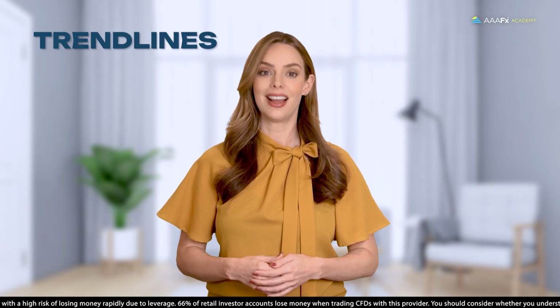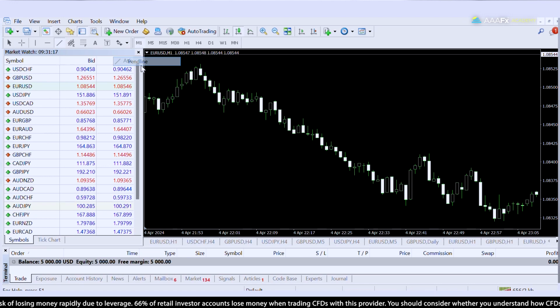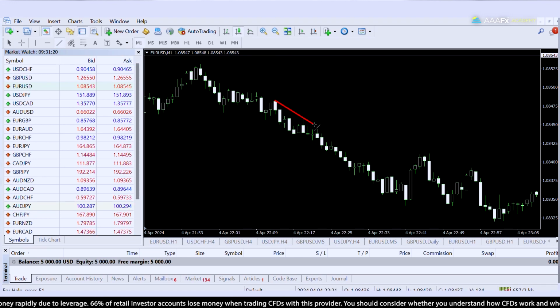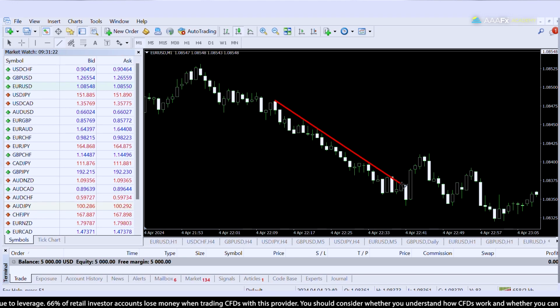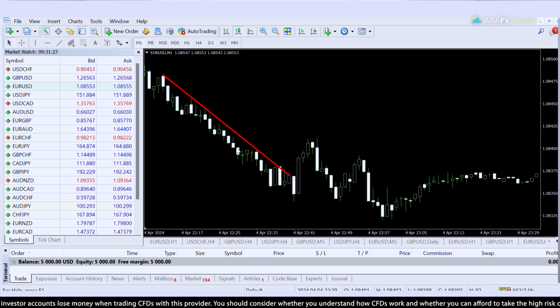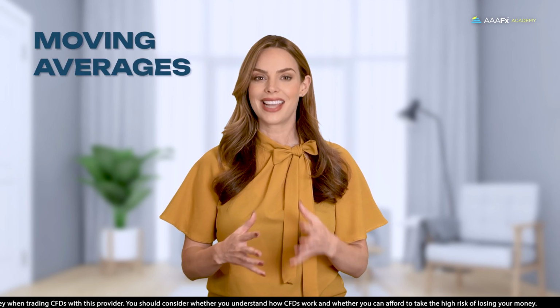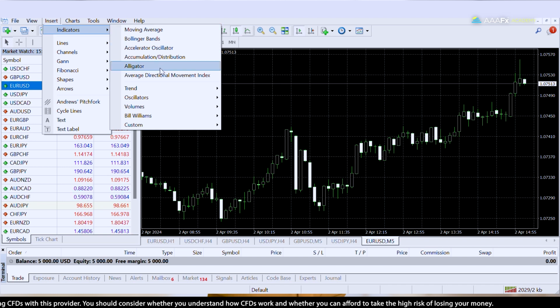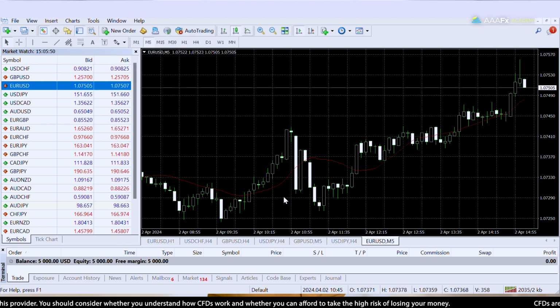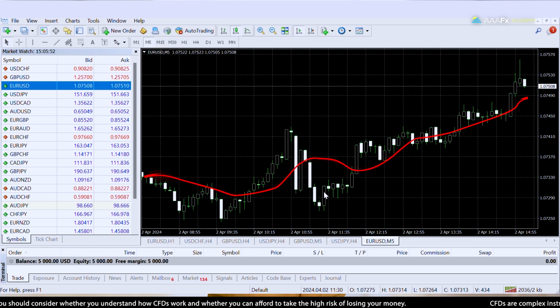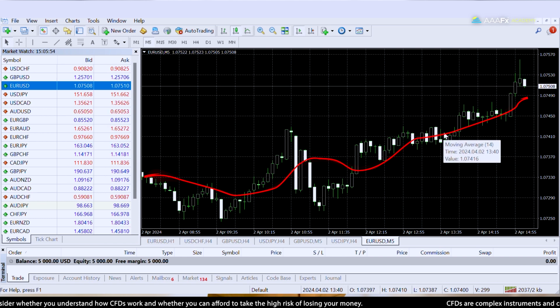Next, we've got trend lines. These are straight lines that connect two or more points on a chart, showing the trend's direction and slope. Trend lines can act as dynamic support or resistance, adjusting with the changing price action. Now, the third way is moving averages. These are indicators that calculate the average price over a certain number of periods, smoothing out fluctuations and revealing the market's overall direction. Moving averages act as dynamic support or resistance, following the price movement and providing a buffer zone.